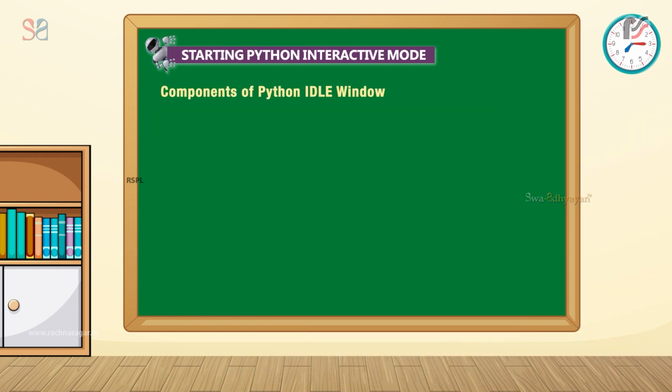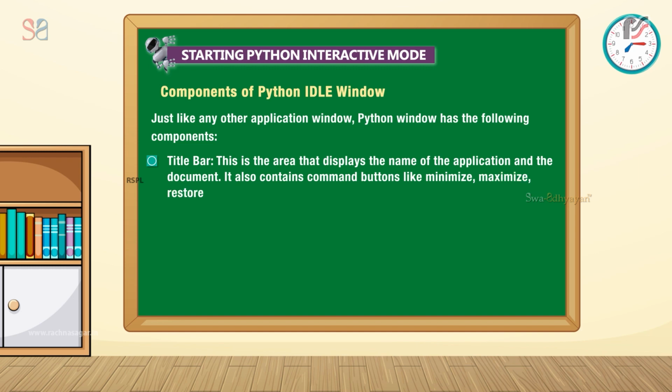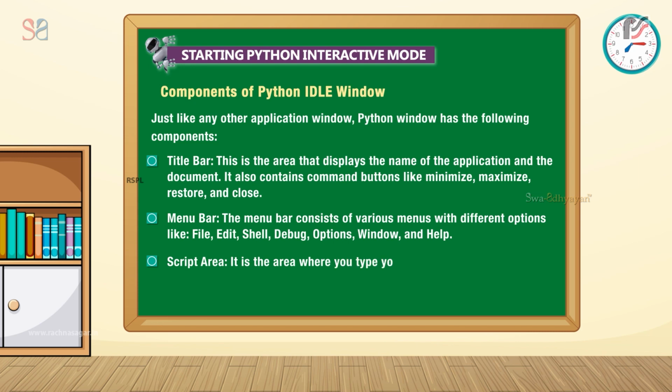This environment makes it easy to write programs. Let's quickly peek at the components of the Python IDLE window. The Python window has components like the title bar. This is the area that displays the name of the application and the document. It also contains command buttons like minimize, maximize, restore, and close. Another is the menu bar. This consists of various menus with different options like File, Edit, Shell, Debug, Options, Window, and Help option. Next is the script area, the area where you type your commands. And lastly, the status bar that shows the status of the cursor on the screen.